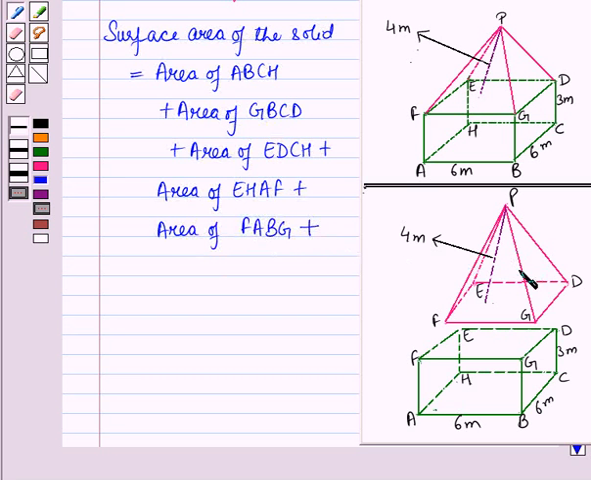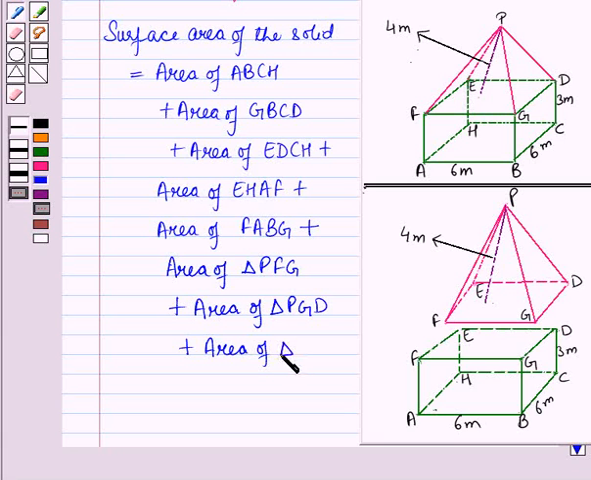And now we will add the area of all the faces of this pyramid except the face FEDG. Rest all of the faces of this pyramid are triangles. So we will add the area of the triangle PFG, then area of the triangle PGD plus area of the triangle PED plus area of the triangle PEF.